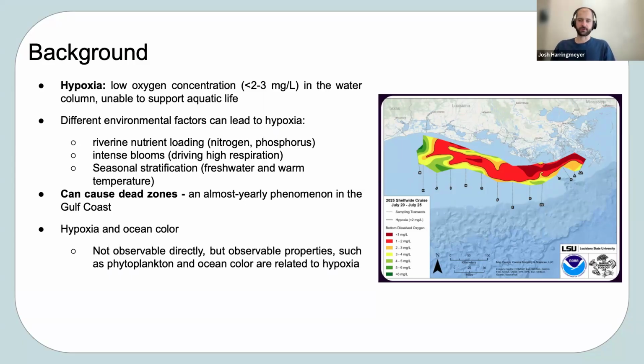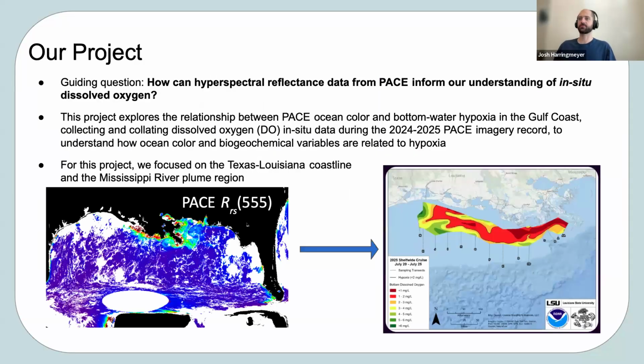So notably for this project, hypoxia is not inherently colored, but it can be related to properties that are, including phytoplankton concentration and other environmental and biogeochemical variables. So our project here was to look at how hyperspectral reflectance from PACE can inform our understanding of in situ dissolved oxygen and hypoxia.